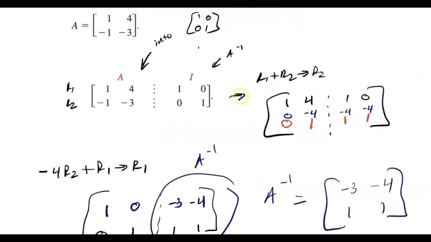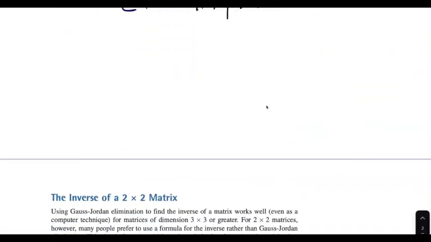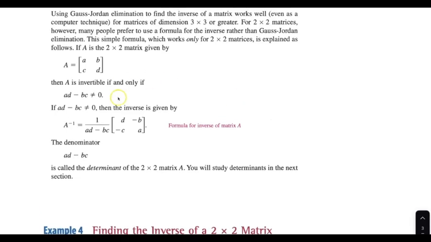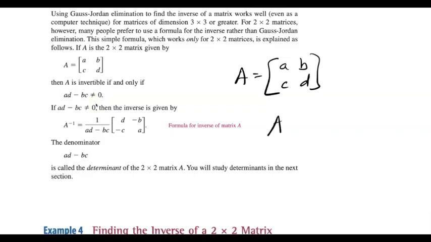So that is one way to do it. It's a lot of work though. But luckily for 2x2s, we actually have a formula for it. The formula is this right here. This is the formula I would give you. If you say A is A, B, C, D, the formula for the inverse is 1 over, we're going to multiply this diagonal, AD, minus this diagonal, BC.